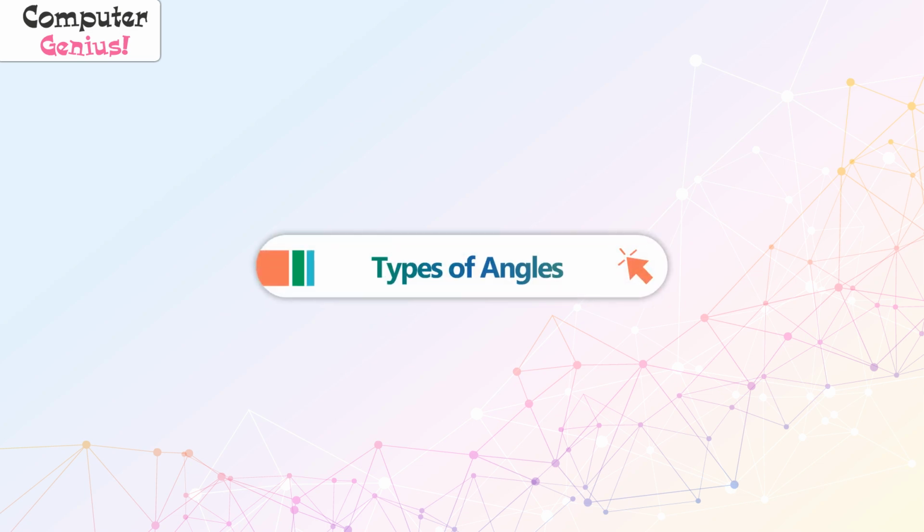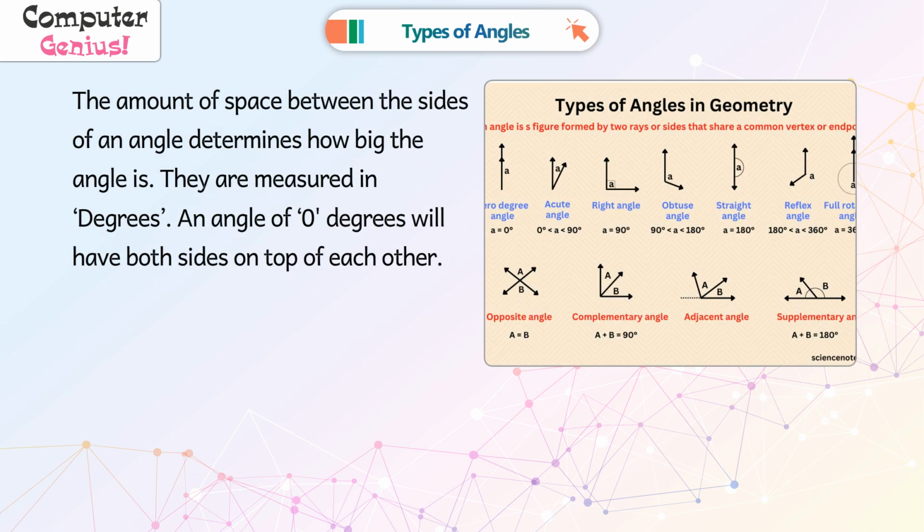Types of angles. The amount of space between the sides of an angle determines how big the angle is. They are measured in degrees.